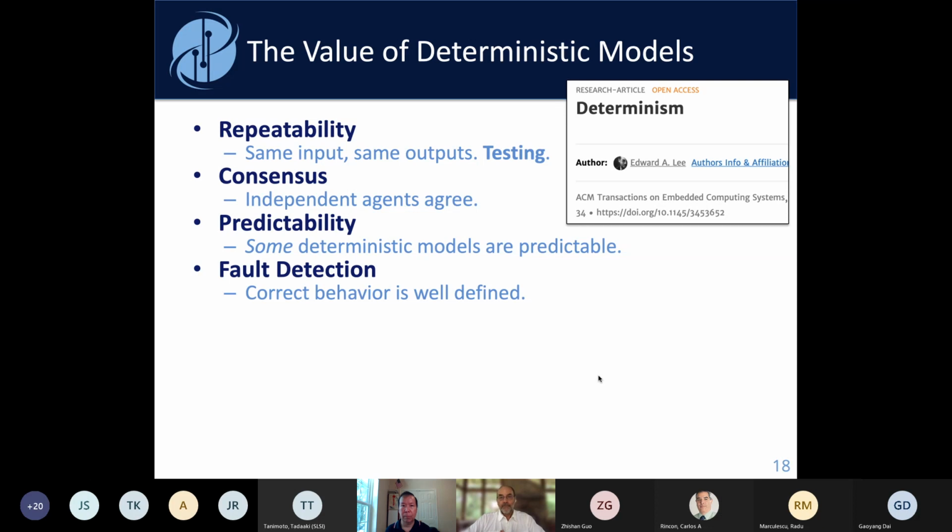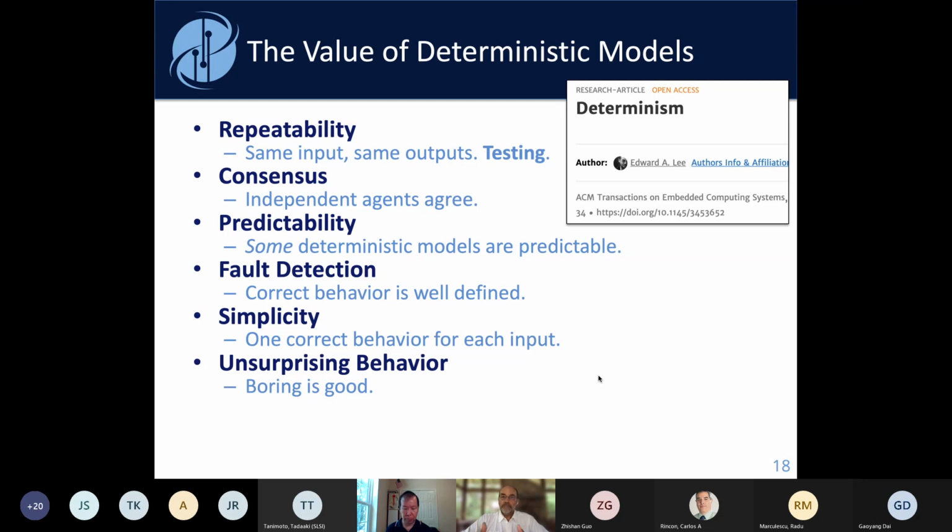Fault detection. It turns out that it's easier to detect faults if you have a deterministic model, because a deterministic model gives you a very clear definition of what a correct behavior is. And consequently, when you get incorrect behaviors, it's much easier to detect them. Simplicity. A deterministic model has the property that there's one correct behavior for each input. That can often make systems much easier to understand.